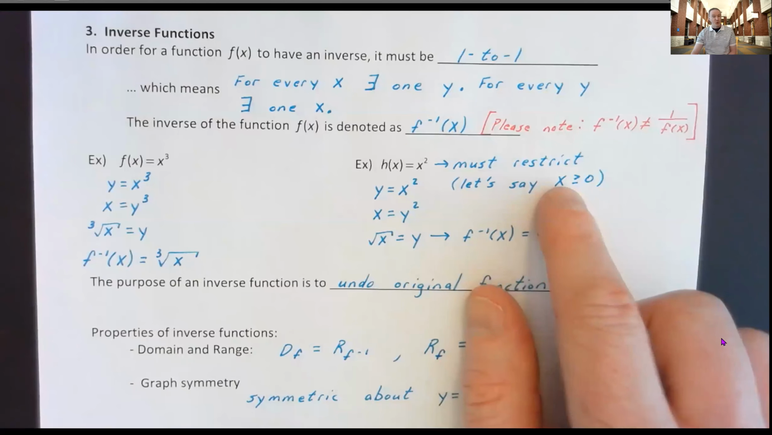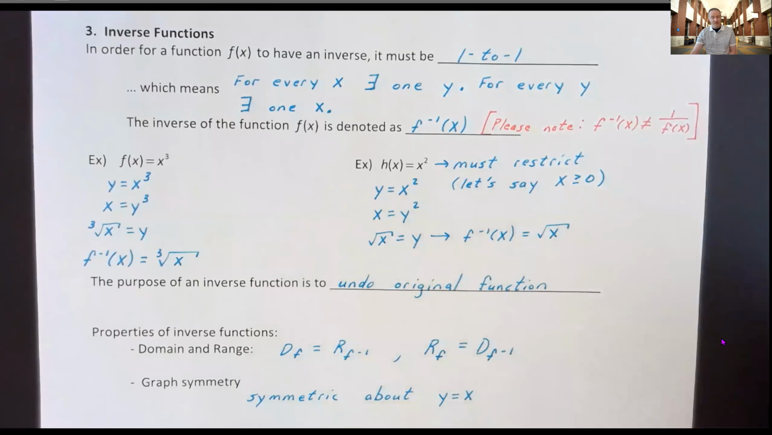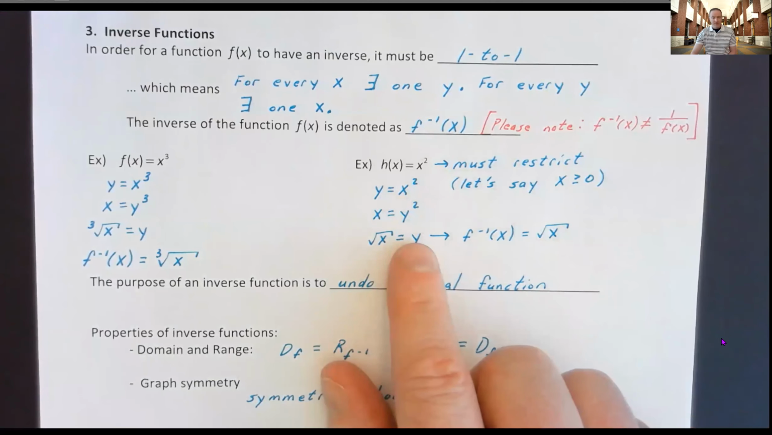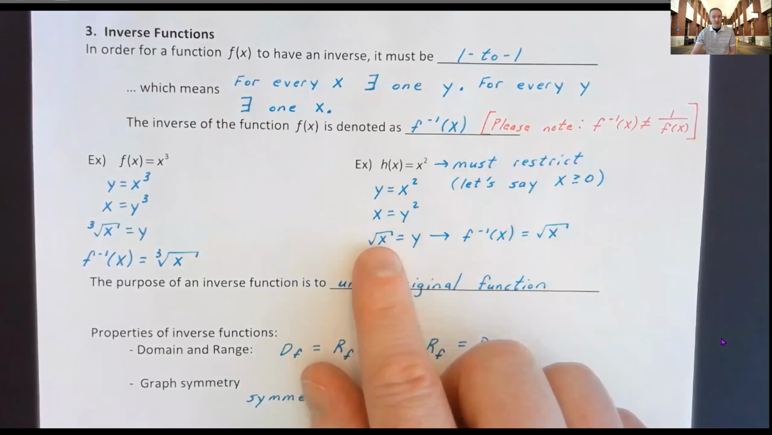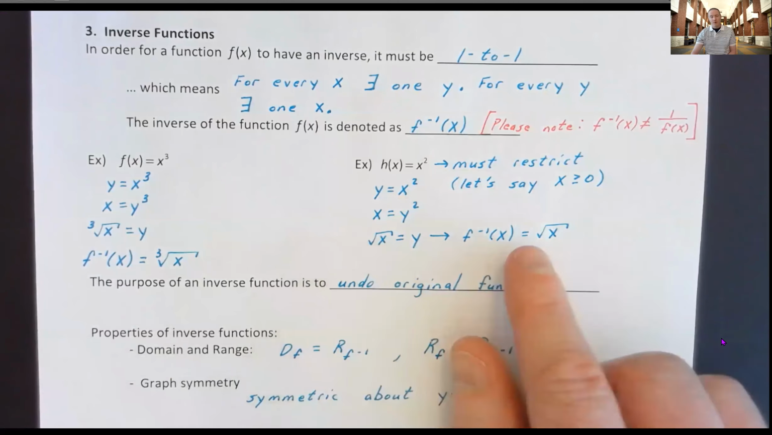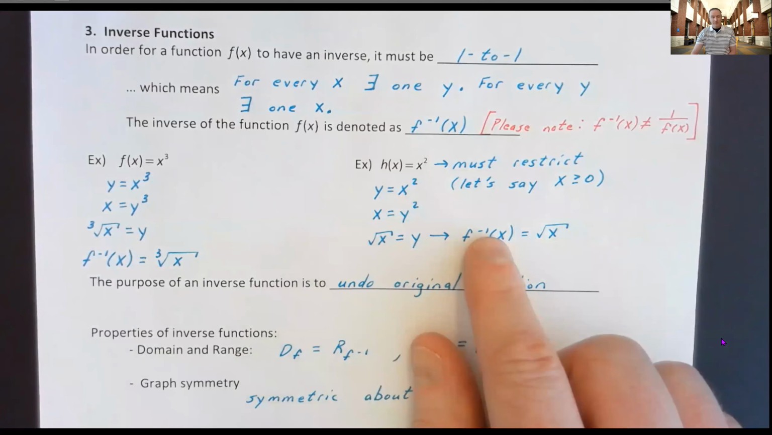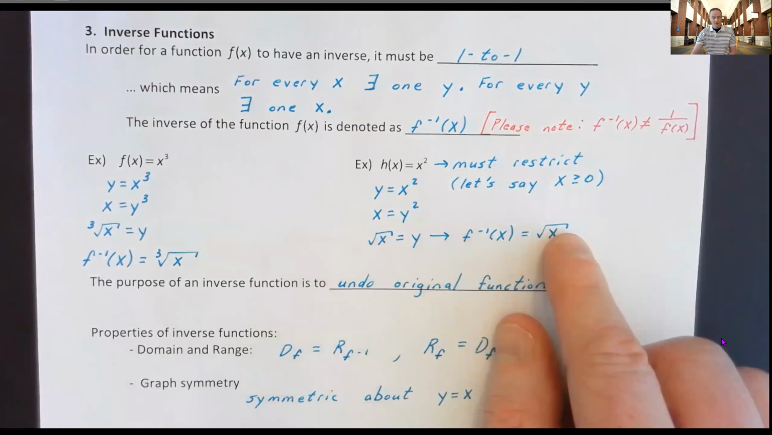So that means the range of my answer has to be positive numbers or 0. So I know y can only be 0 or positive numbers. Well, the square root of x can only be 0 or positive numbers. It's 0 when x is 0. It's positive when x is any positive number. And it's undefined when x is negative. So I can say, yes, okay, then the inverse of this function is simply just the root of x.